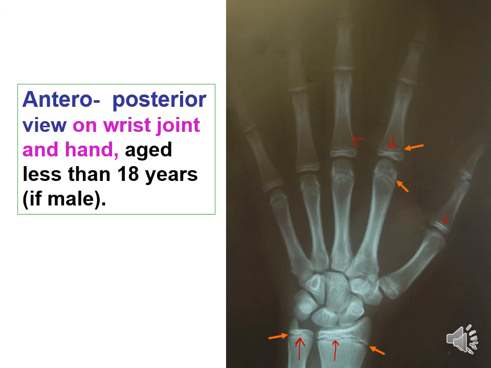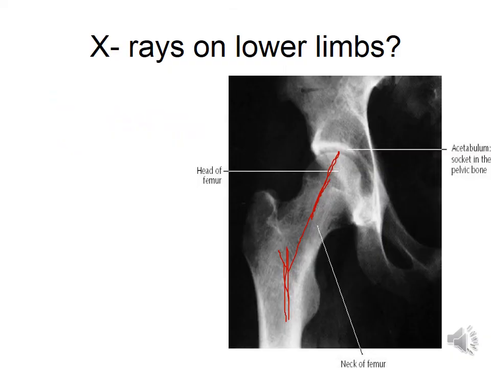Of course, the lower ends of radius and ulna aren't united. If it's less than 18, then definitely it's less than. This is an X-ray of the lower limbs. I won't always say this in the head of the question. You have to know the anatomy, you have to know the bones.